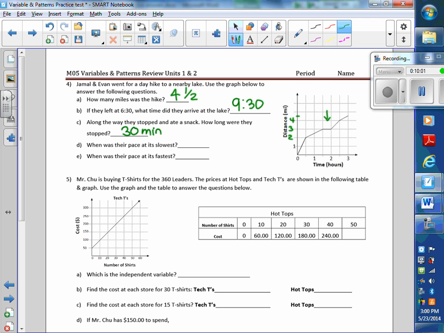Okay, when was their pace the slowest, Peter? 1.5 hours to 2 hours. Or, they didn't even move. There's two places, right? I said 1 hour to 2 hours. Not 1 hour. Kate, what about you? I said 1.5 to 1. Sorry, 0.5 to 1.5. Yeah, so it's true, you guys, the slowest pace is right here.